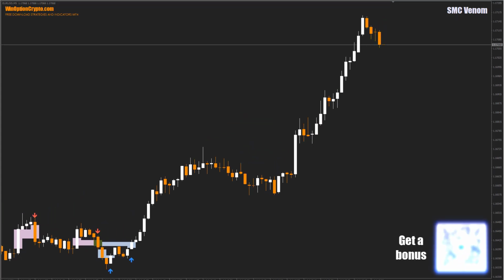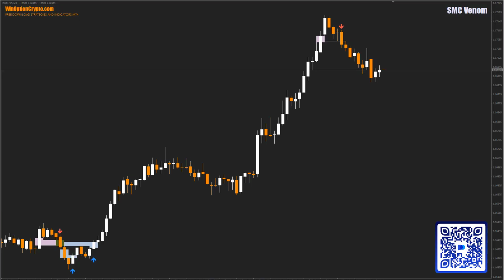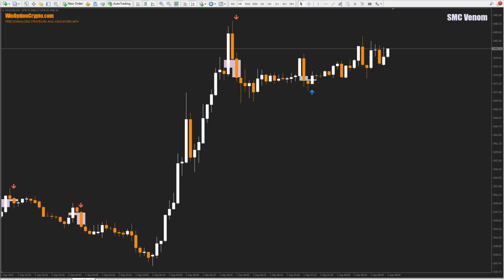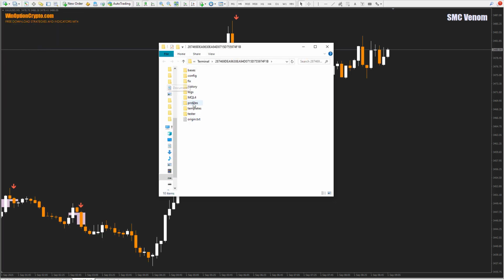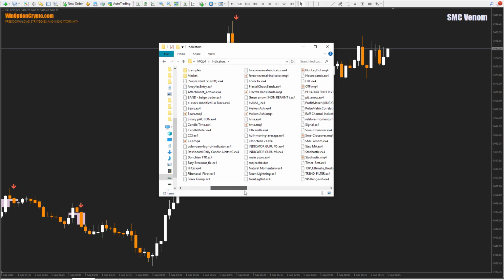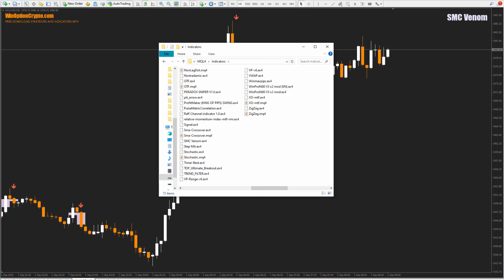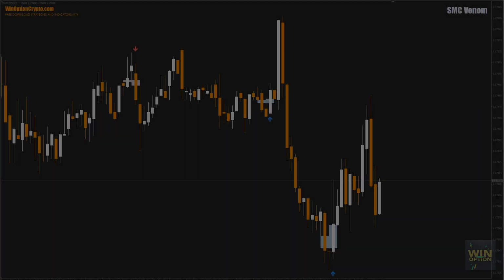Let's install the SMC Venom strategy in the MetaTrader 4 terminal. The strategy indicators and template with all settings are installed in the standard way. The download link for this trading system archive, as well as installation instructions, can be found in the description below this video. Now let's look at the operating principle and key settings of this strategy.